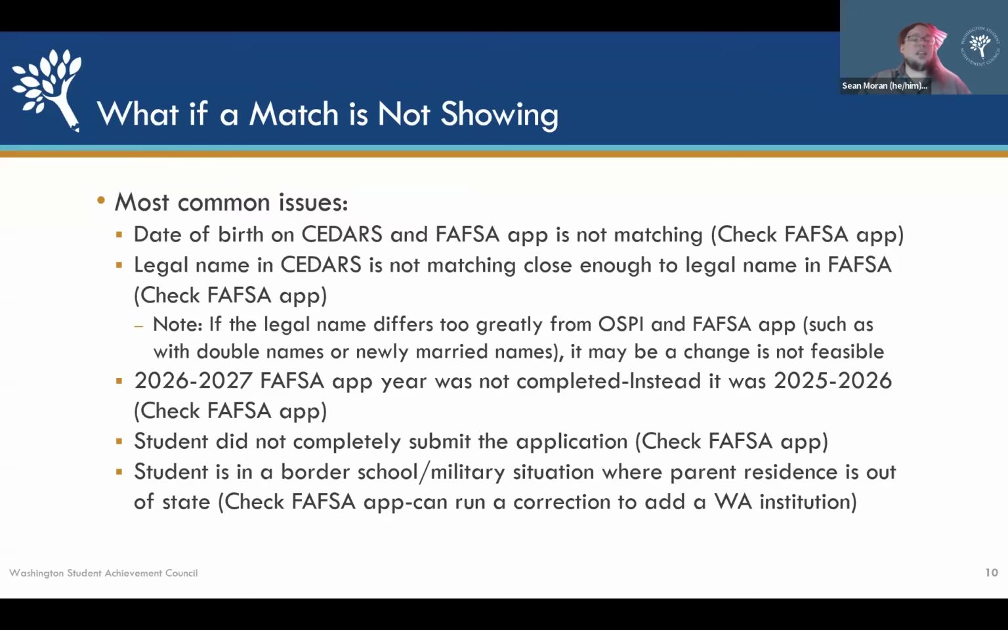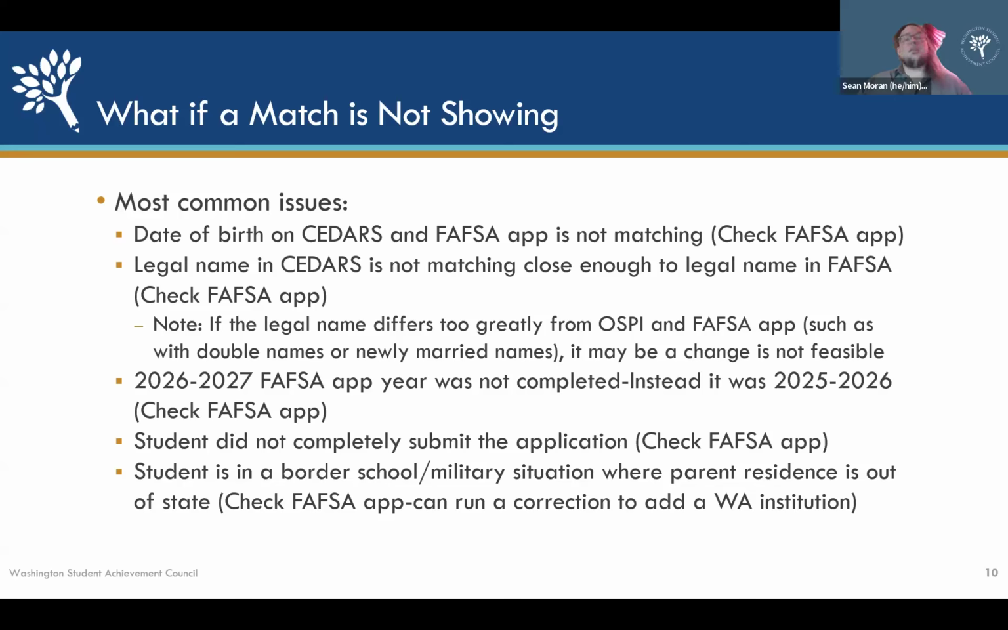The student did not completely submit the application, so you can check the FAFSA app to ensure that was done. One of the things I have come across is a student in a border school or military situation where the parent's residence is out of state. This is where you can check the FAFSA app, and you can also run a correction to add a Washington institution. So we only get Washington related schools.